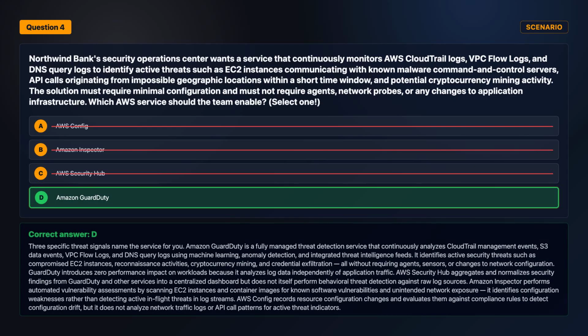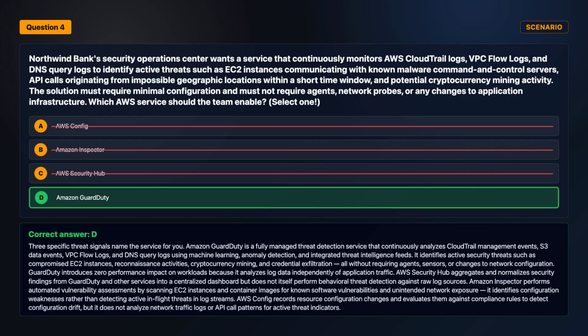The correct answer is option D. 3 specific threat signals name the service for you. Amazon GuardDuty is a fully managed threat detection service that continuously analyzes CloudTrail management events, S3 data events, VPC flow logs, and DNS query logs using machine learning, anomaly detection, and integrated threat intelligence feeds.